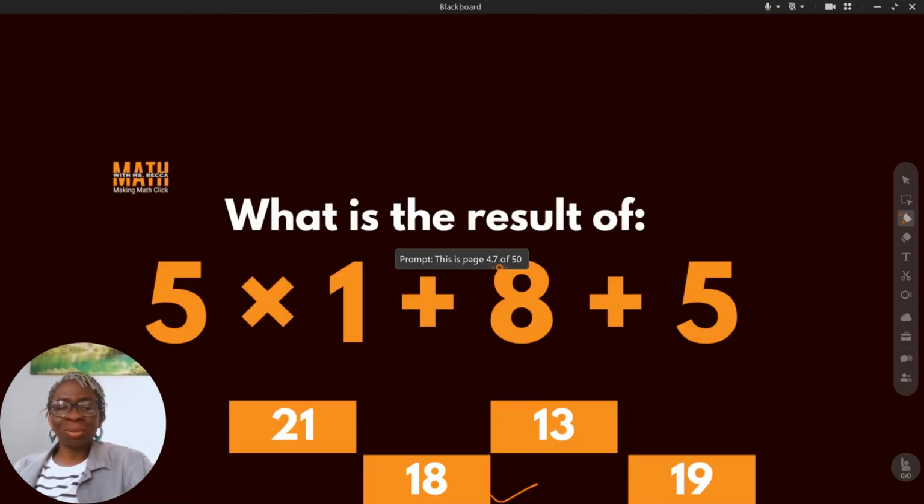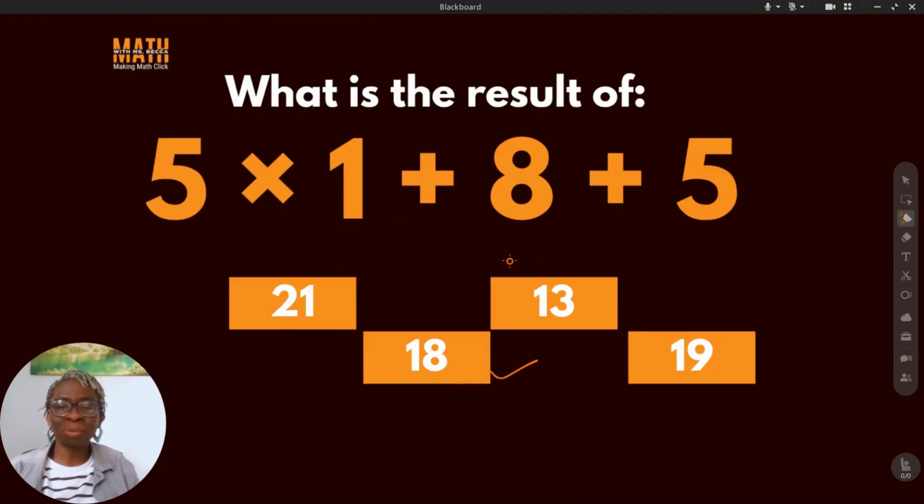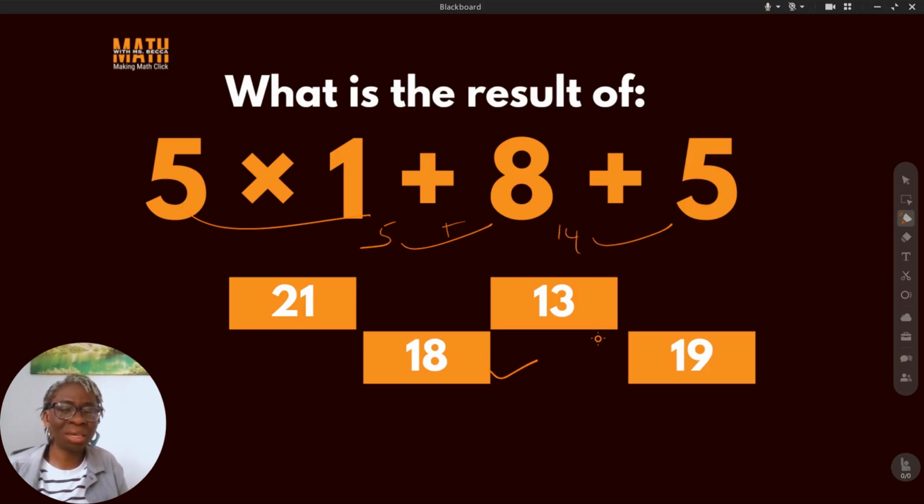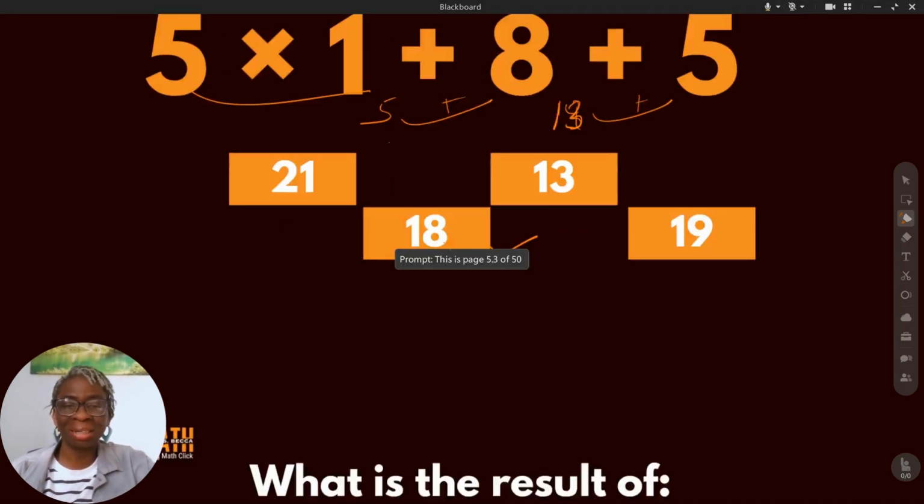That is the third one, and then this is the fourth one. 5 times 1 is 5. 5 plus 8 is 14, and then 14 plus 5 is, wow, I made a mistake there. 5 times 1 is 5, right? 5 plus 8 is 13, sorry. 5 plus 8 is 13, and 13 plus 5 is 18. And that is the correct answer.